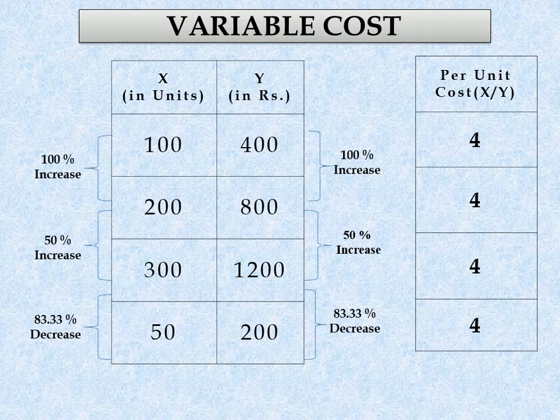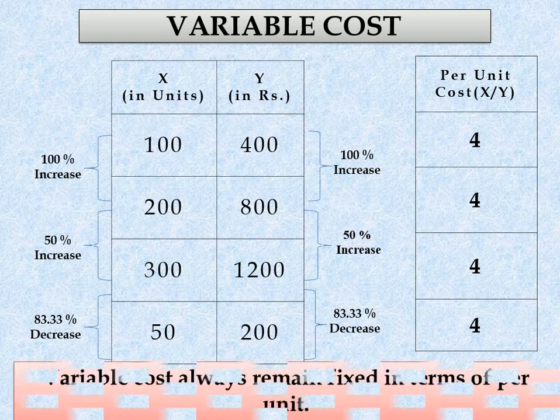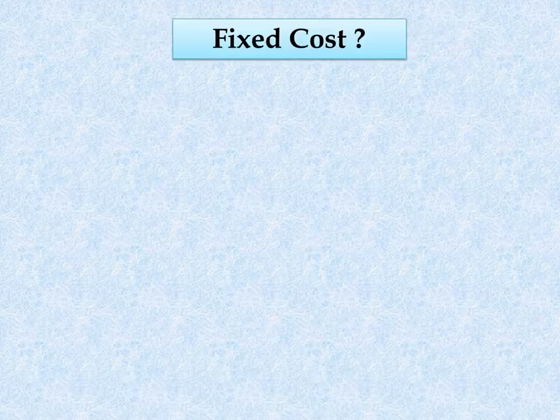If we have been given any example in terms of units and total cost, we can easily identify this by applying a very simple trick, whether or not a cost is variable. So what we have learned, variable cost is a kind of cost which increases in the same proportion, and it has a direct relation with the level of production. One of the unique features of variable cost is that it remains fixed in terms of per unit. Now let us move to the next category, that is fixed cost.